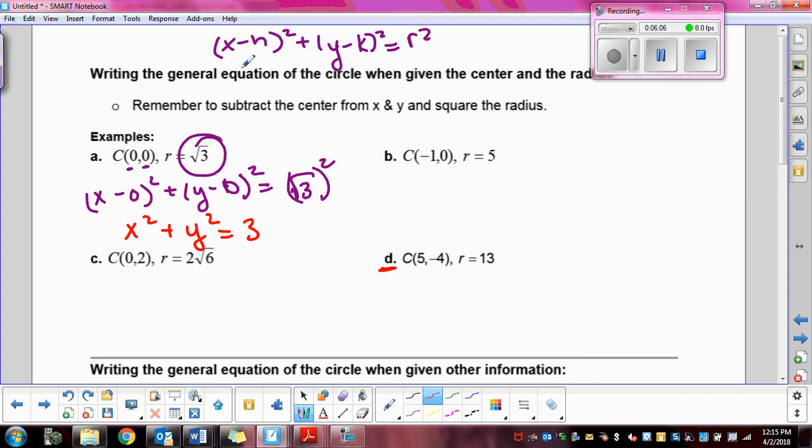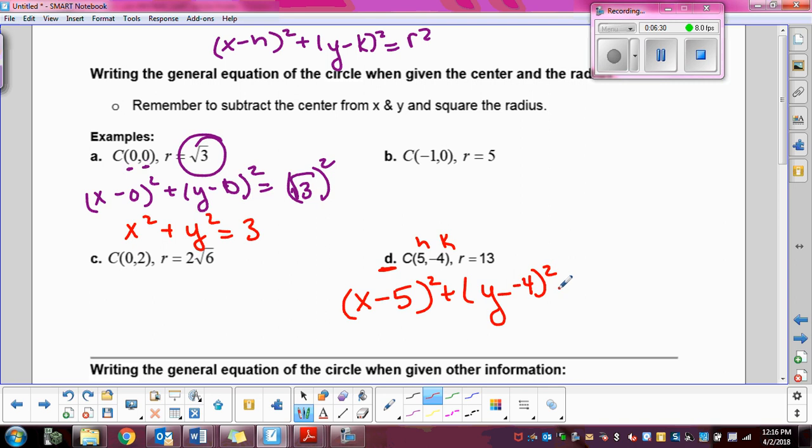So I'm going to use the same formula. My h is 5 and my k is negative 4. And this is my r. I'm just going to plug it into the formula. x minus 5 squared plus y minus, but k is negative 4, so I'm going to plug that in there, negative 4, squared equals, my r is 13, but I got to square it.